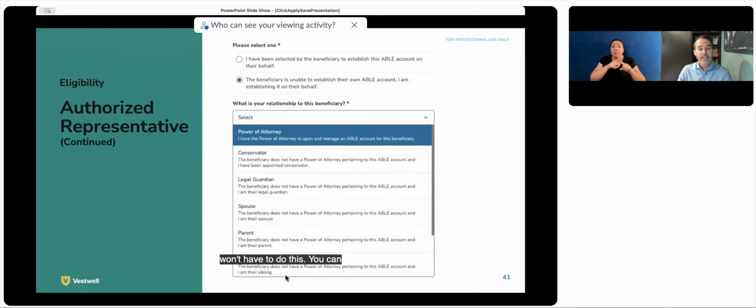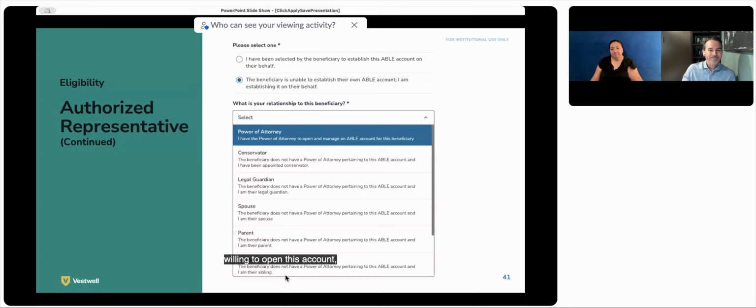But if you're opening it for somebody else, you're selecting in what capacity you are. And that could be, you might have power of attorney, you might be a guardian or a spouse or a parent, etc. You can see the list here, and it is listed in a hierarchy. If there's somebody higher on that list that wants to or needs to open that account, they can. But you might be the parent and nobody up higher on that list is willing to open this account. You're able to open it up.